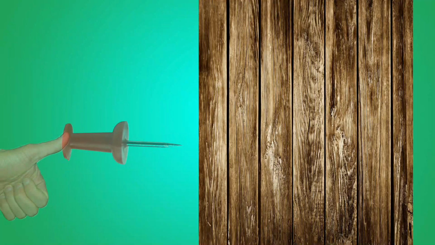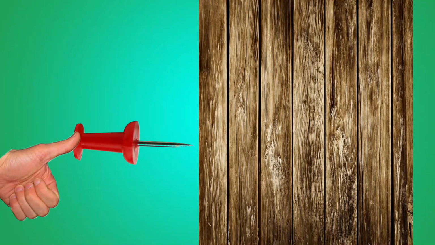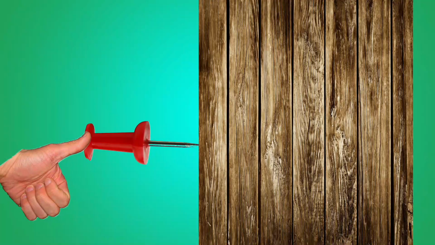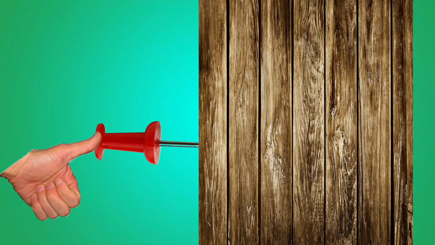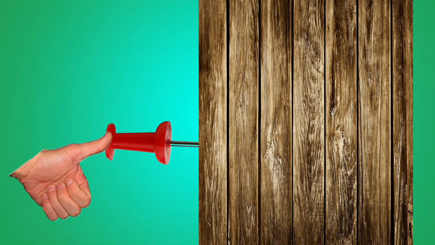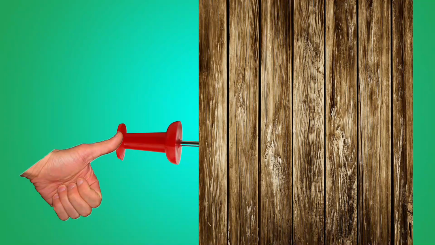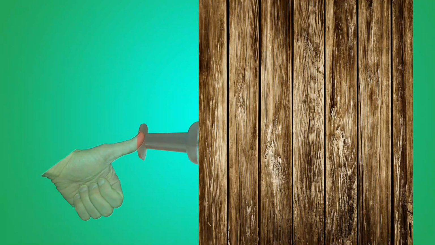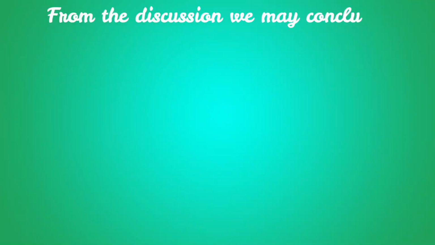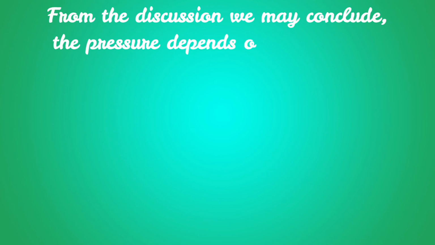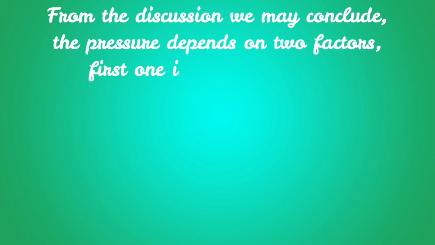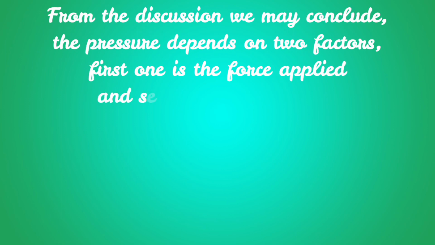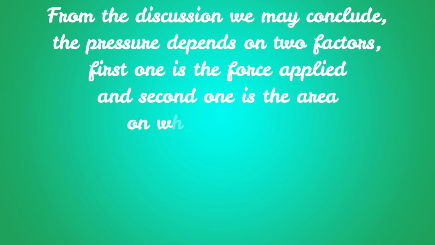The area of the pointed end of drawing pin is very small, due to which the force of thumb produces a large pressure on the piece of wood. This large pressure pushes the drawing pin into the piece of wood. So, from the discussion, we may conclude that pressure depends on two factors. Now, what are they? The first one is, of course, the force applied, and more importantly, the second one, area on which the force acts.